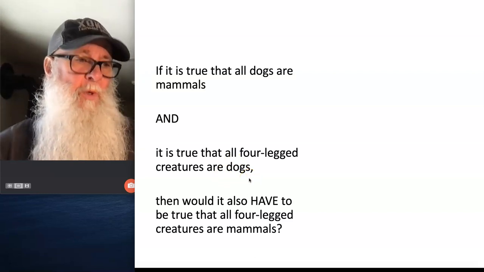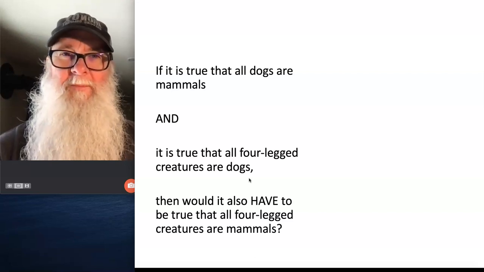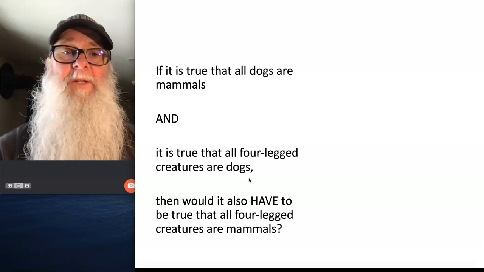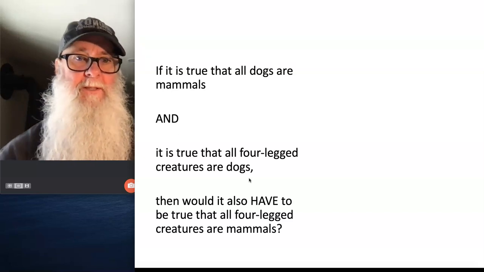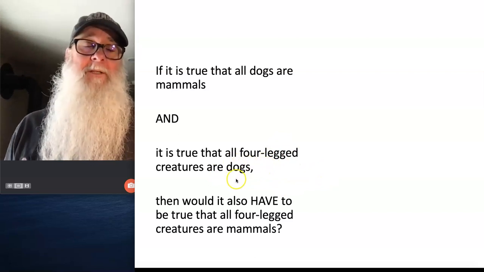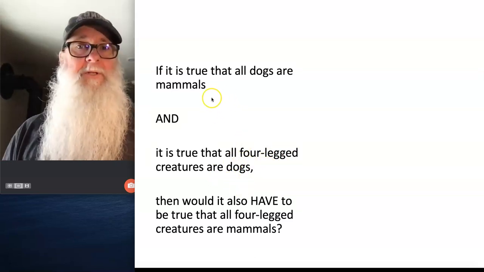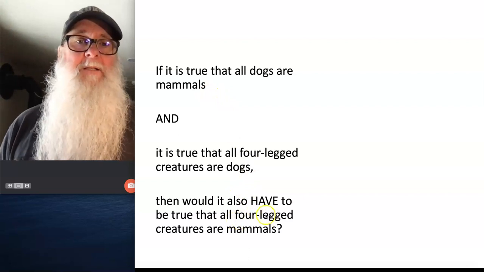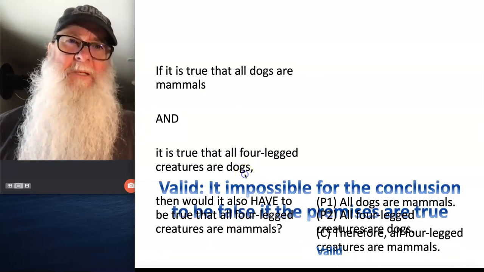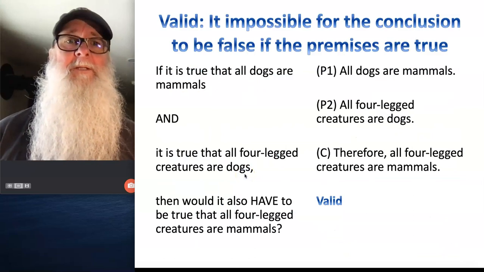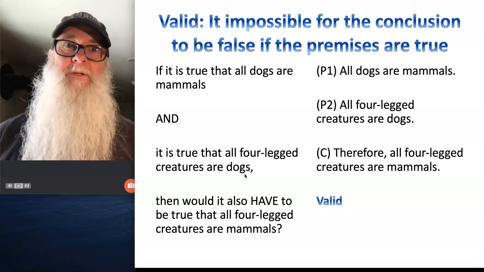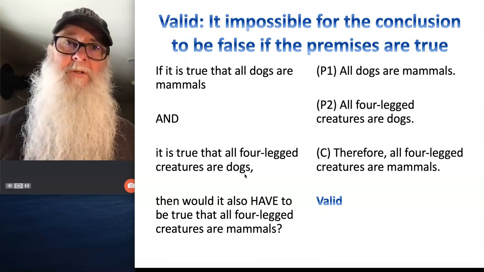But the question is, what if we work from the assumption that these first two statements are true? Is there any way the conclusion statement could be false? And the answer is no. Because if all the four-legged creatures that exist are dogs, and all those dogs are mammals, then it has to be the case that all four-legged creatures are also mammals. Okay, so again, we can take these statements and present them as premises and conclusion in an argument, and we know we have a valid argument. If we assume the premises are true, the conclusion will also be true.